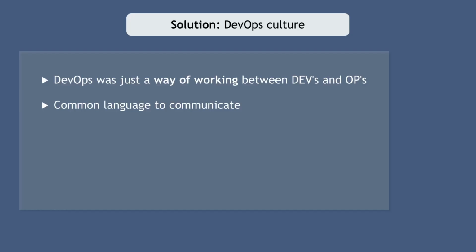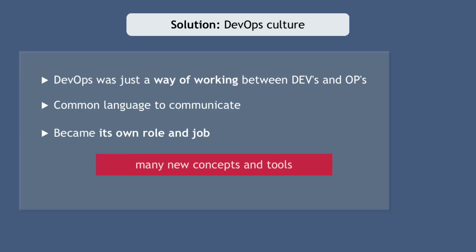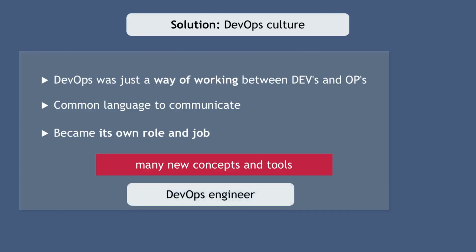And that culture eventually became its own role and job description because it started to encompass so many different concepts and also tools in order to enable that effective communication that soon people realized it could actually be its own dedicated person or a team, because it would require a whole new set of competencies that neither developers nor operations could cover in their own roles. And that's how DevOps kind of evolved.